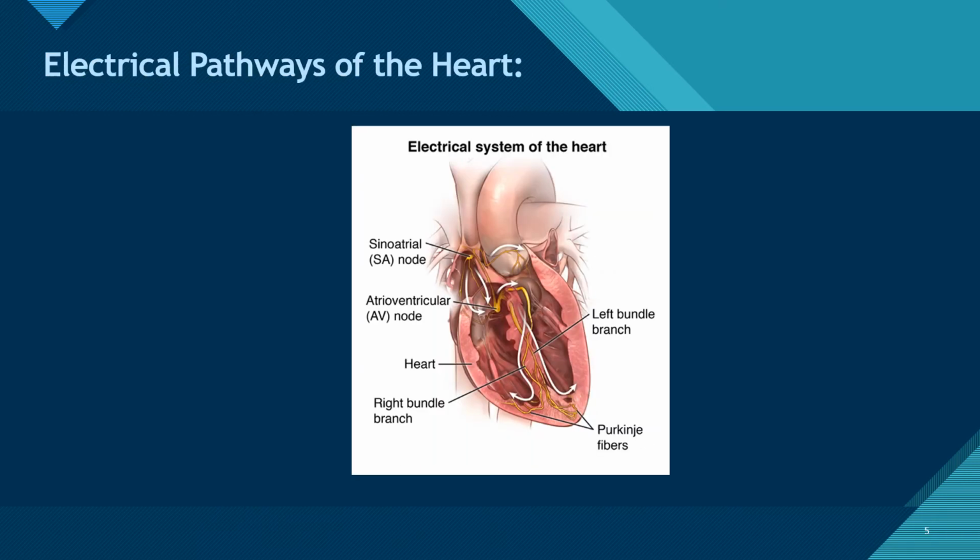Now, lastly, we have 4.2, where we talked about the electrical pathways of the heart. We talked about the sinus node, which is the SA node. Then it goes down into the atrioventricular node, or the AV node. Remember, there's a slight pause there to allow for the actual spark to happen. And then it breaks down into the bundle of His. We have the left bundle and the right bundle, and they each have their own Purkinje fibers.